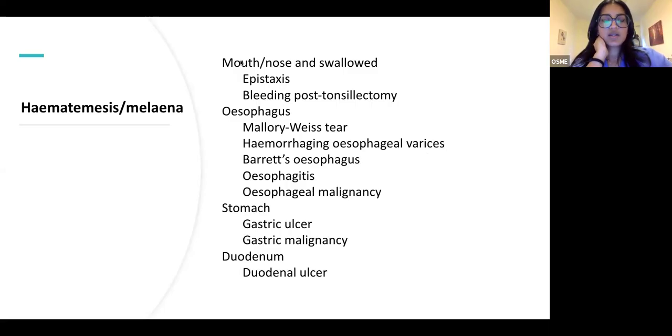So I think this is quite a nice way of thinking about the differentials if you're asked about it. So starting off with the mouth and the nose and ending up at the duodenum. And if in doubt, you can just say an ulcer. So you can have a gastric ulcer, duodenal ulcer, or you can say cancer because you can have cancer of the esophagus or the stomach. So yeah, if you get stuck, there are quite easy crutches you can use before you think of the other slightly more niche pathologies.